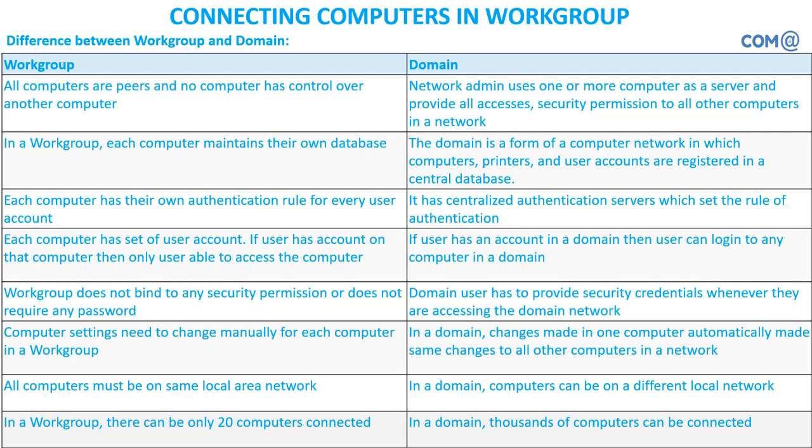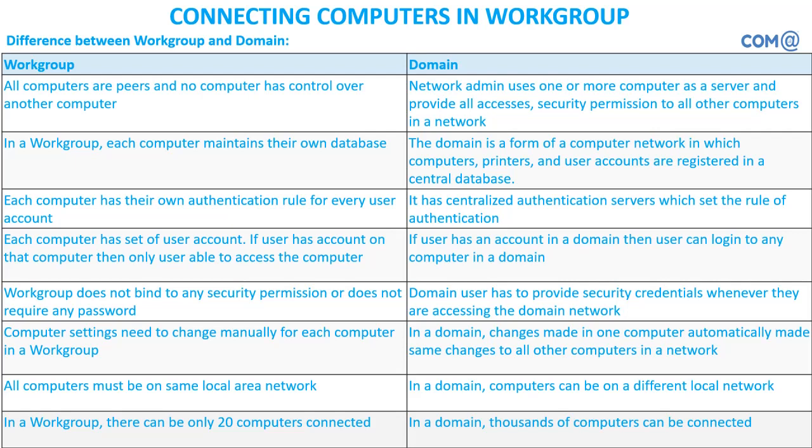If I go and use that username on the second computer, it will not work because the user account is localized. So the workgroup model does not bind anything to security. Computer settings need to be changed manually. You don't have any centralized policy setup. All computers must be on the same local area network. If I have a different kind of network, I cannot connect it. So 10 to 20 computers, not more than that.